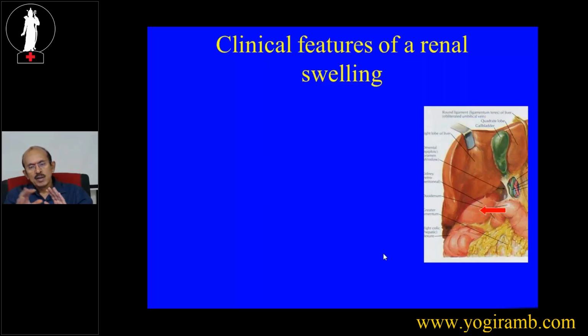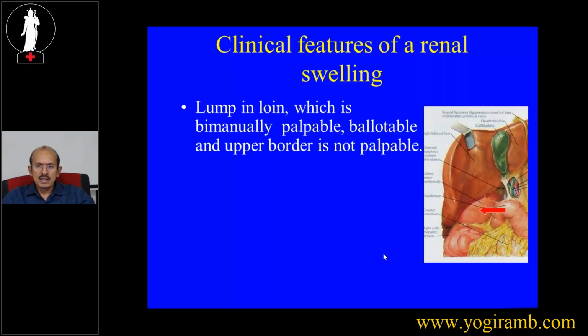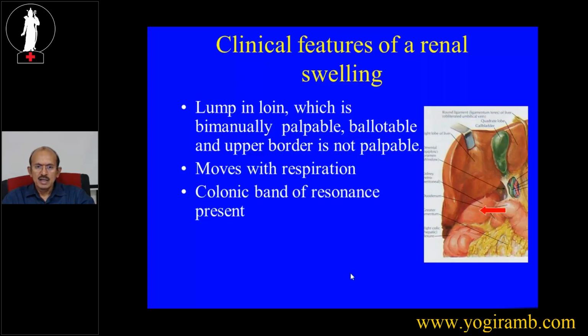A liver swelling, because it is a very huge mass of liver and from that a small mass is projecting out, it won't move just like that. So to differentiate between renal and liver swelling, we do this test called bimanual palpation or tossing. So clinically, renal swelling is a lump in the loin which is bimanually palpable, bilateral, and upper border is not palpable. Moves with respiration, colonic band of resonance is present.